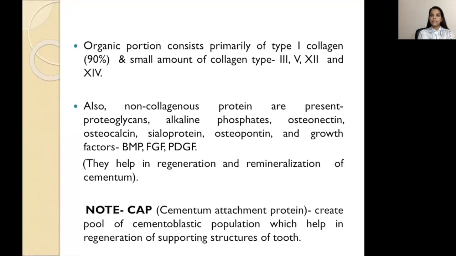The organic portion consists primarily of type 1 collagen, which is 90%, and a small amount of collagen types 3, 5, 12, and 14. Also, non-collagenous proteins are present, which are proteoglycans, alkaline phosphatase, osteonectin, osteocalcin, osteopontin, sialoprotein, and growth factors. And it should be noted that cementum attachment protein creates a pool of cementoblastic population, which helps in regeneration of supporting structures of the tooth.